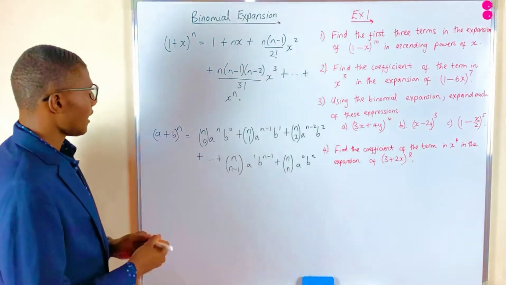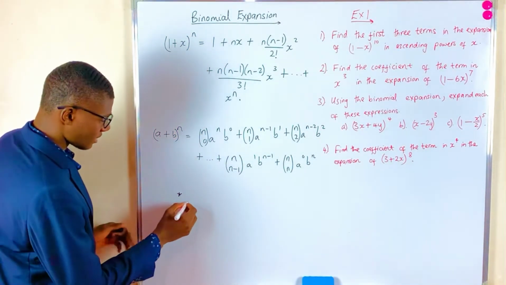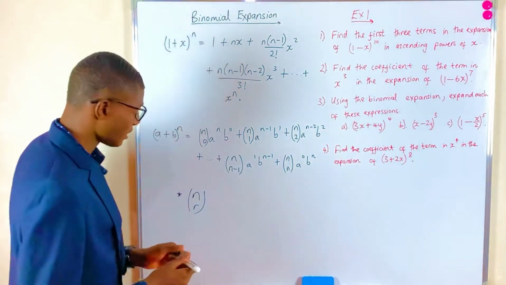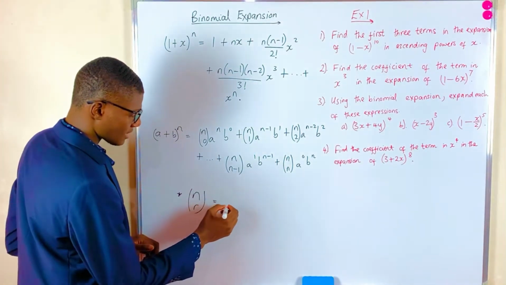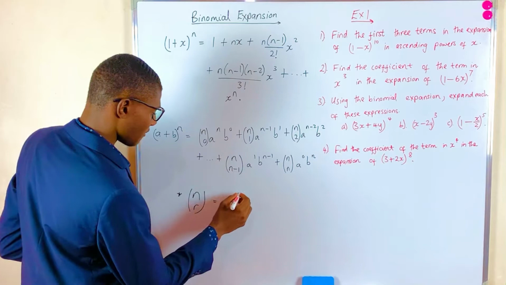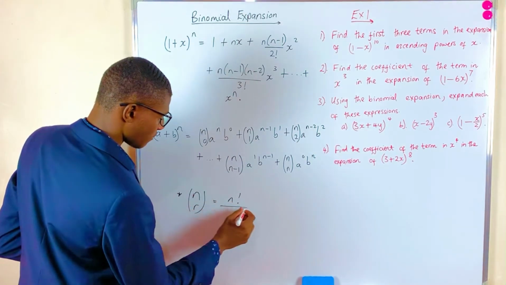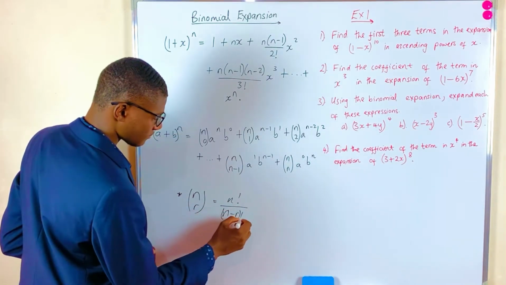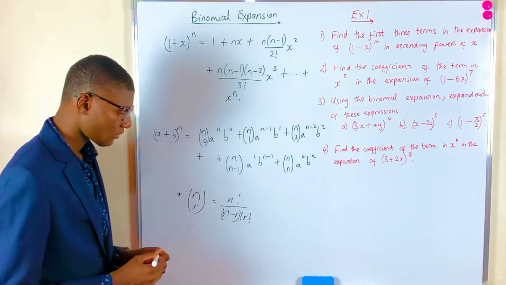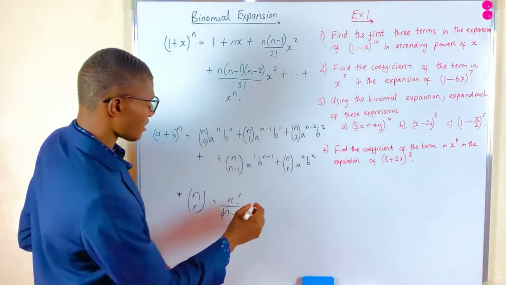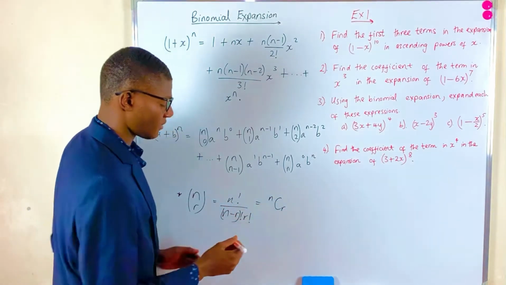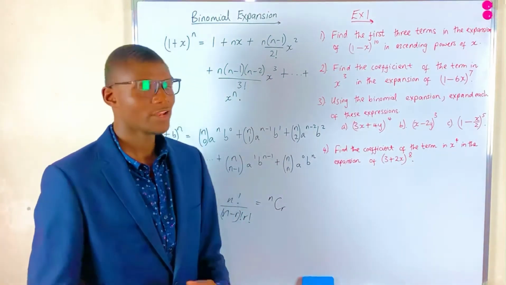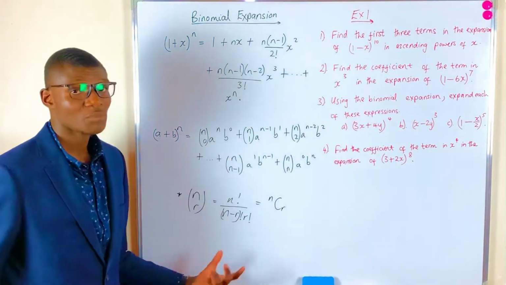This binomial expansion, we can write it, of course, in terms of combinations. Why? Because we know that n choose r we can write in this form: n factorial over n minus r factorial times r factorial. You know that this is just the same as n choose r. So we're choosing r quantities from a total of n objects, so you can write it in terms of combination as well.